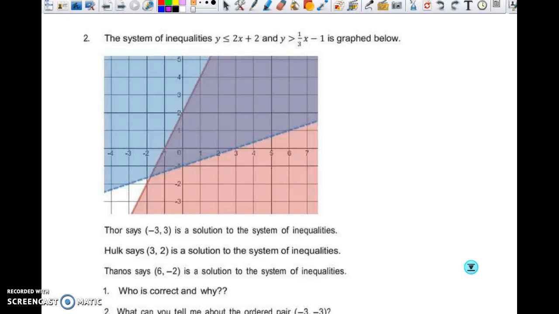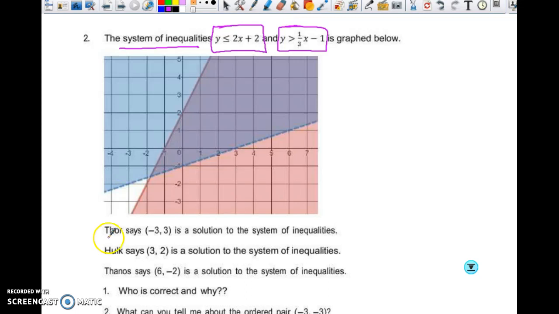Okay, so for problem number 2, we're now doing the system of inequalities where y is less than or equal to 2x plus 2 and y is greater than 1/3 x minus 1, graphed below. So they went on ahead and put each one into the calculator, right? This is what Desmos would give us. So I went on ahead and showed you the graph.